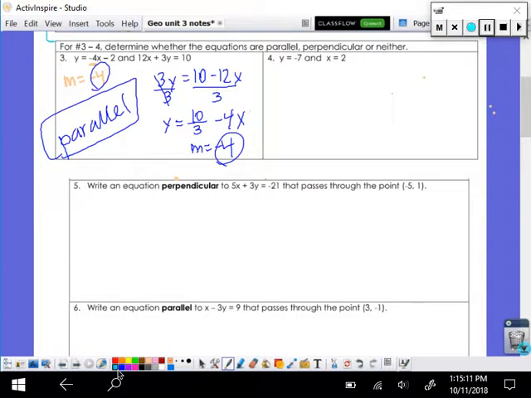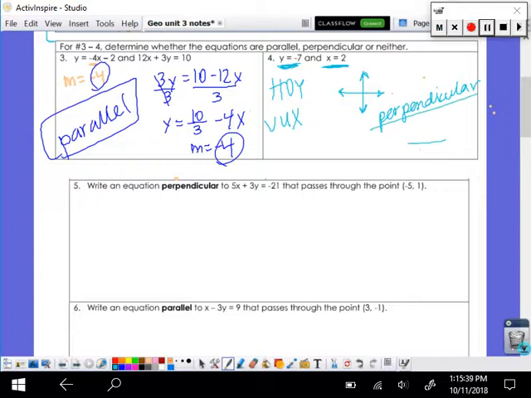Okay, number 4, we have a y equals negative 7 and an x equals negative 2. Remember, toy bucks. So this first one, horizontal line, second vertical line. Whenever you have a vertical line and a horizontal line, your lines are perpendicular. Don't have to do any math, just have to do a little bit of thinking.